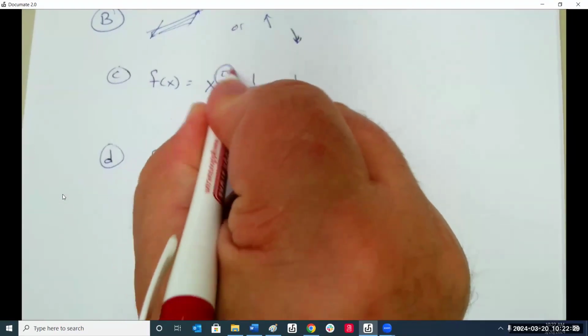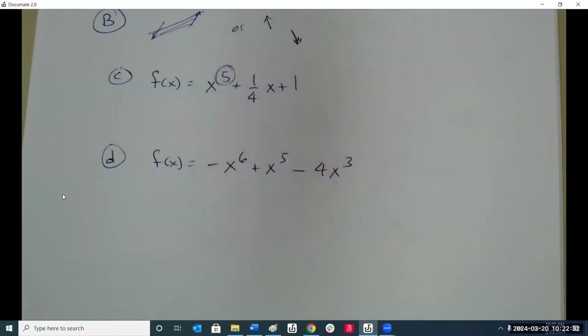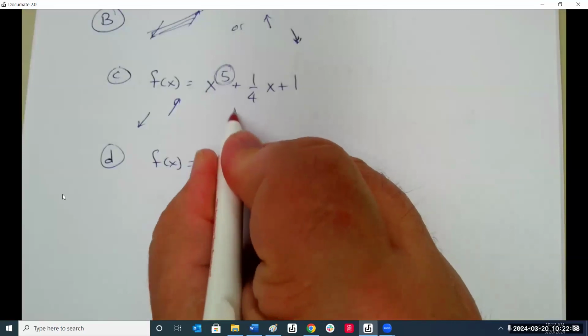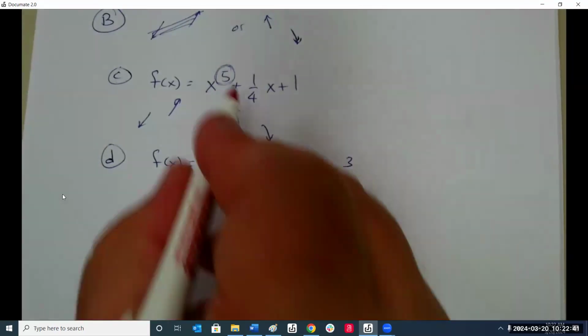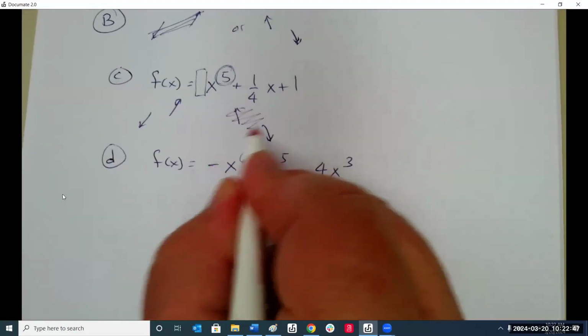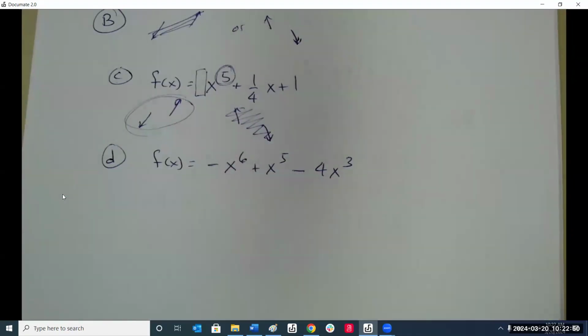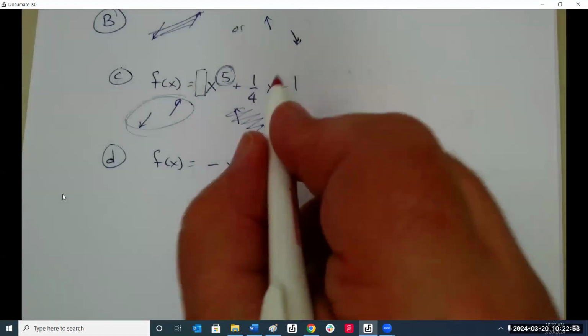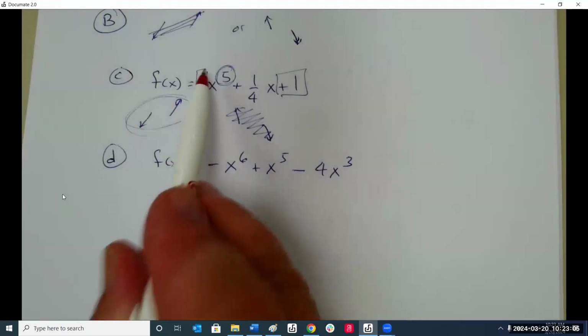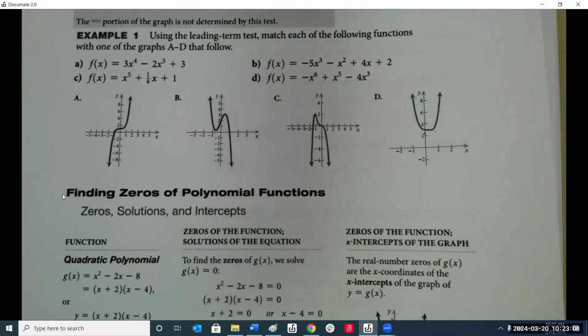The degree is 5, which tells us what? It's opposite directions. It's either going to be an increasing function or a decreasing function. Is A positive or negative? Positive. So it has to be going up. So it can't be this one. So it has to look like this. And it has to cross the y-axis at +1. So the graph points in different directions, going up to the right, crossing at 1. So which letter is it? A.